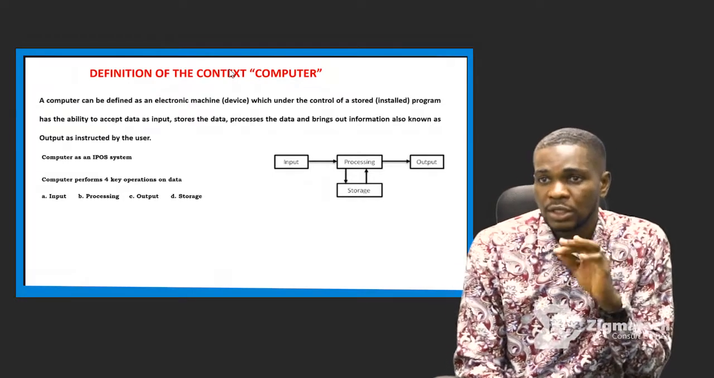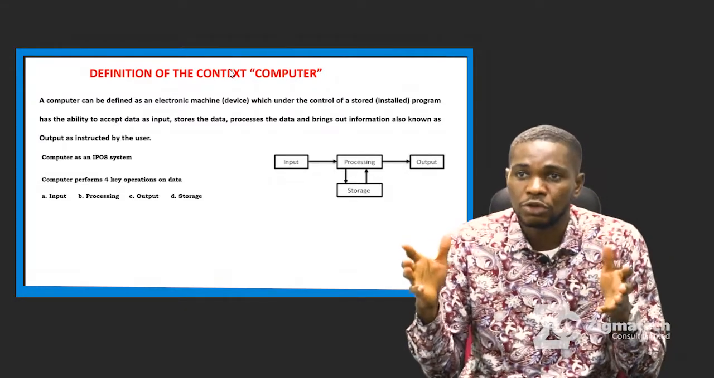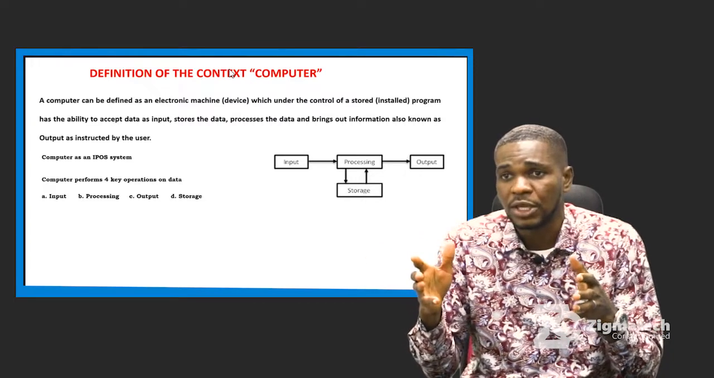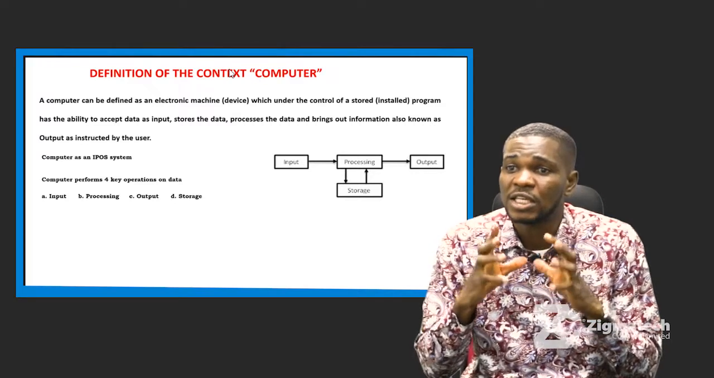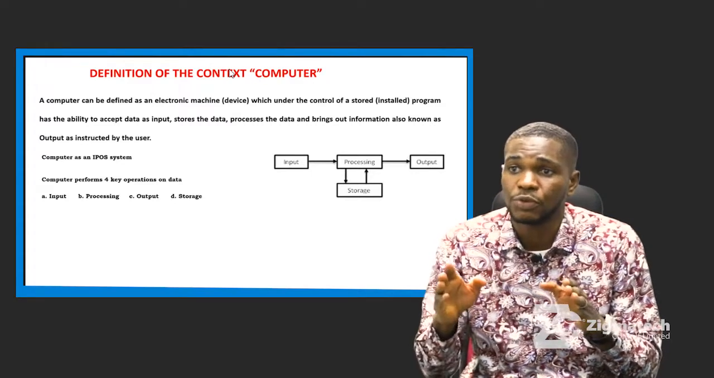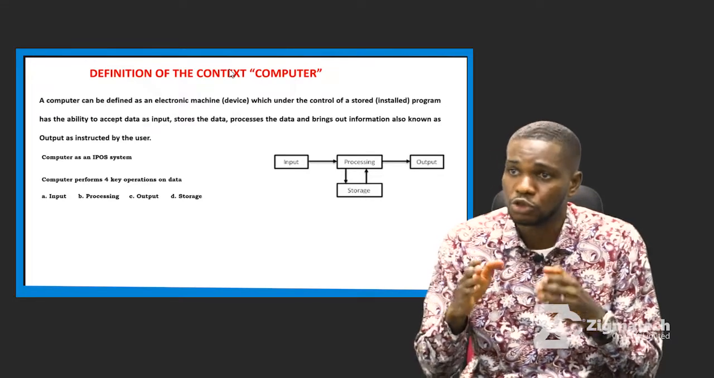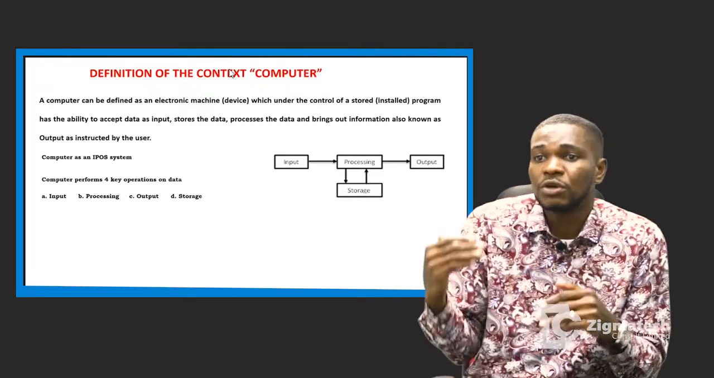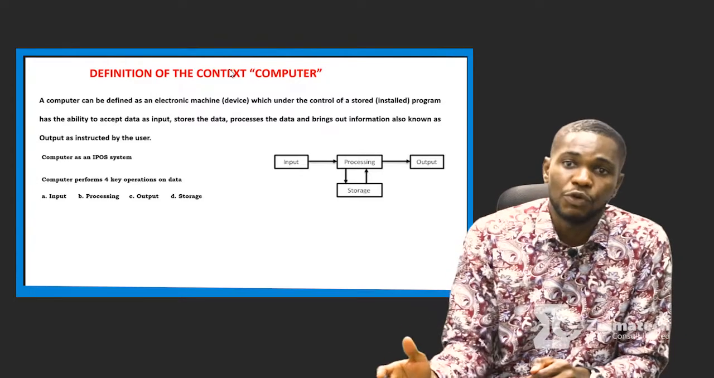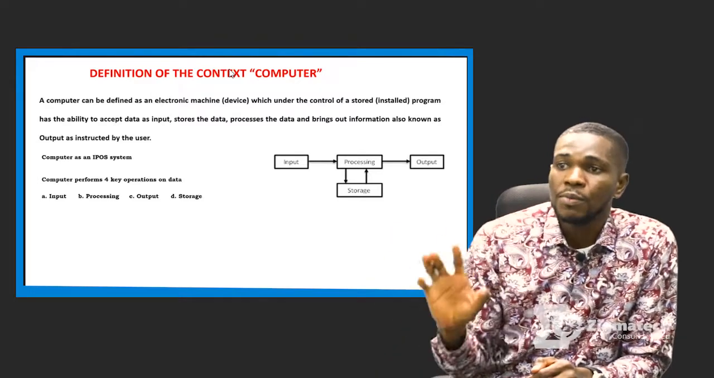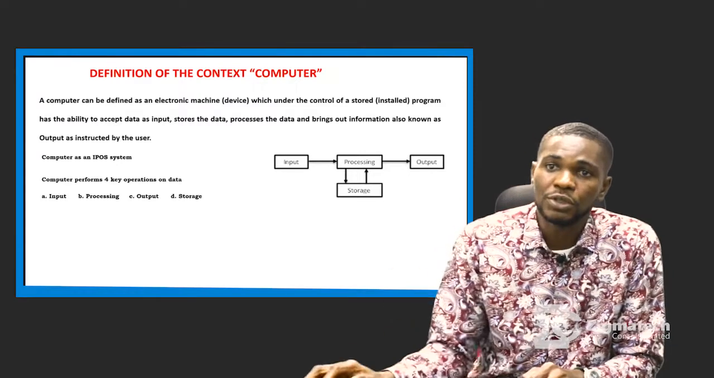But if you look at the image we have on the screen, you will see that we have four basic instructions or functions of a computer system. And then we added storage because storage in computer is an integral function of the computer. You don't need to tell the computer to store information. Once any data enters the computer, automatically it is stored because the computer envisages that you will need to reprocess this data and you don't need to input it over and over again. So the computer now performs four basic functions, which are input, processing, output, and storage.